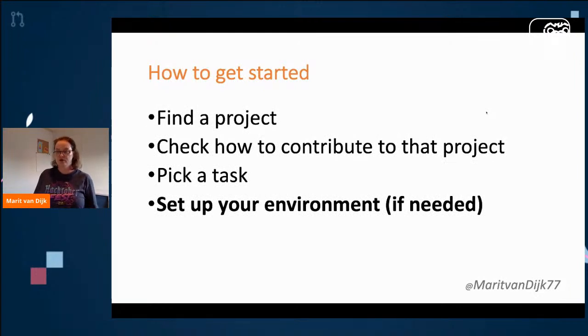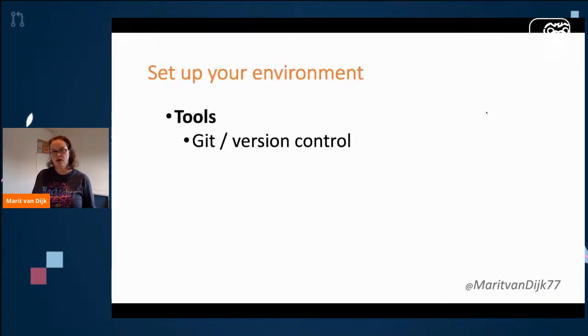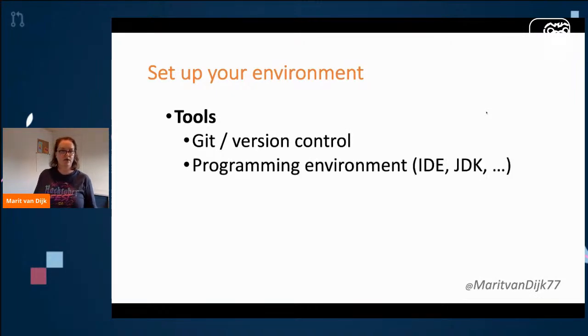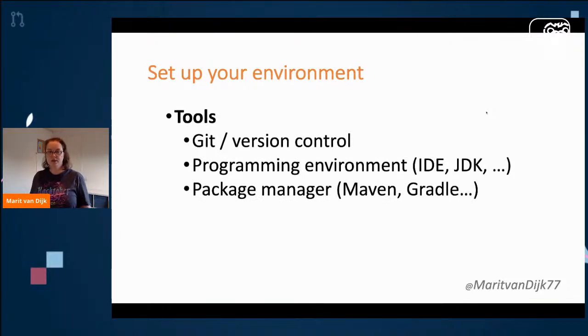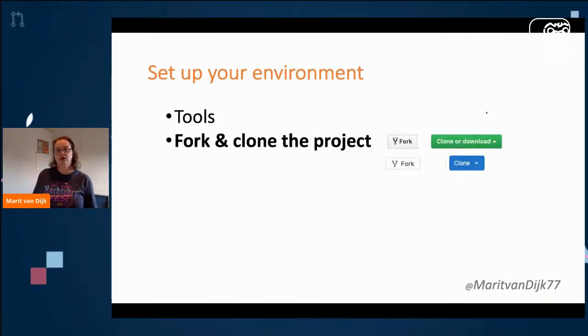You might need to set up your environment, depending on whether you have a developer environment already set up on your machine. So you might need Git or another version control system. You need a programming environment like an IDE, or for Java, you need JDK. You might need a package manager, depending on your language. You will need to fork and clone the project, which is also explained in the video I just linked. Basically meaning you take a copy of the project to your profile and then download it to your machine so that you can work on it.